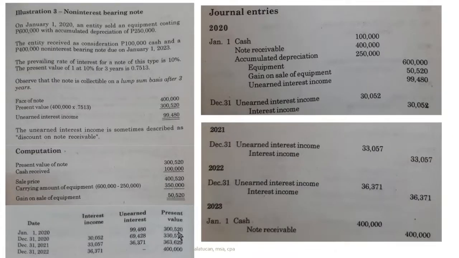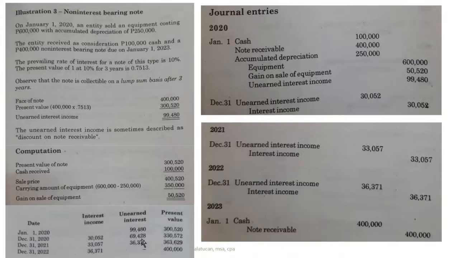300,520 times 10%, that's 30,052. But since wala na siya principal, okay, wala man tay principal diri, so dili nato siya ma-minus and then get the principal. Wala na may principal nga column here. Ang buhaton is you deduct it here sa unearned interest.